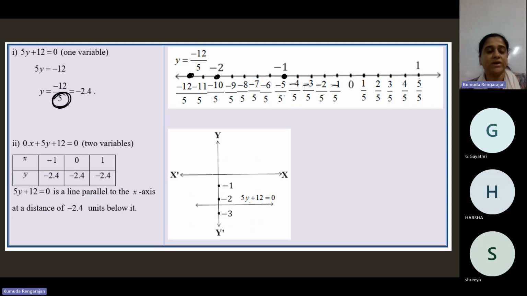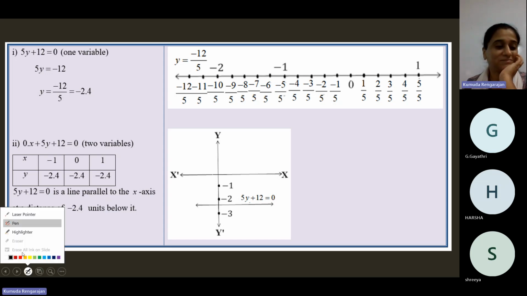This is minus 12 by 5. And above that, you just write y is the solution. y is equal to, write the solution above it. This is the point, and write the solution: y is equal to minus 12 by 5. All right, children? You fine? Okay.